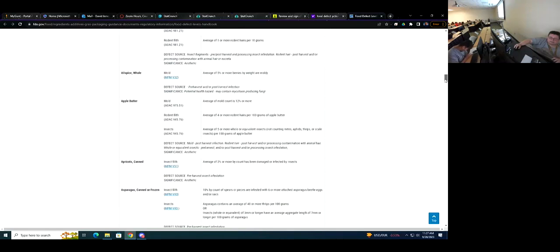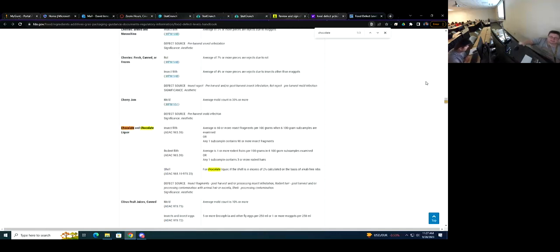Allspice, apple butter, canned apricots. You probably don't want to look at this, but we're going to do it for chocolate. So I'm going to do find on chocolate. Chocolate and chocolate liqueur. The average is 60 or more insect fragments per 100 grams. Oh, man. Okay, so you guys see that, right? 60 or more insect fragments per 100 grams.